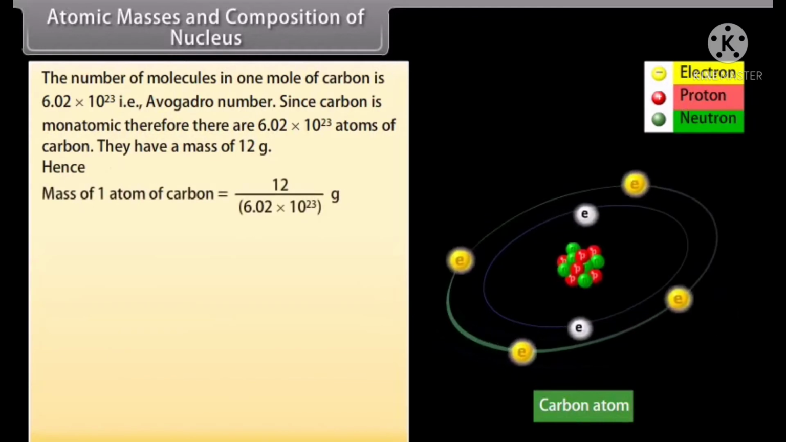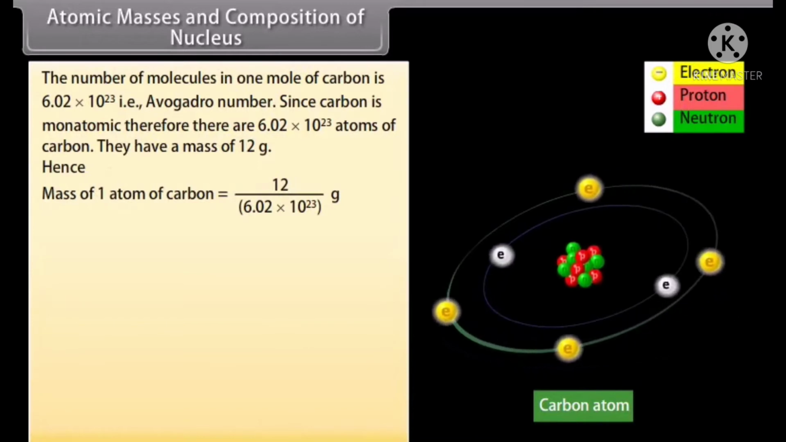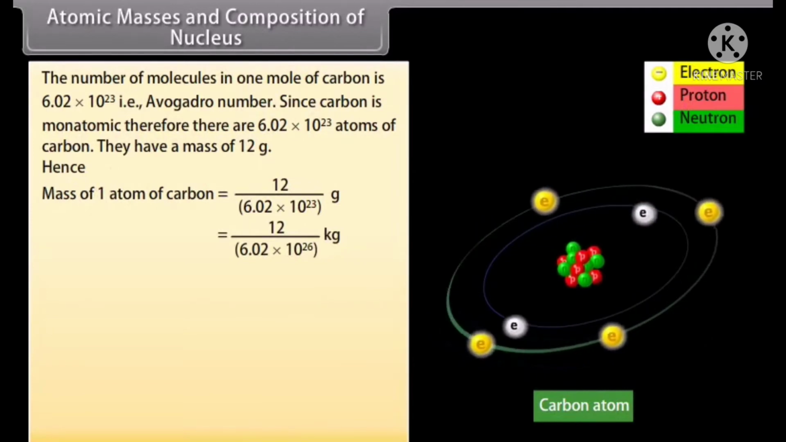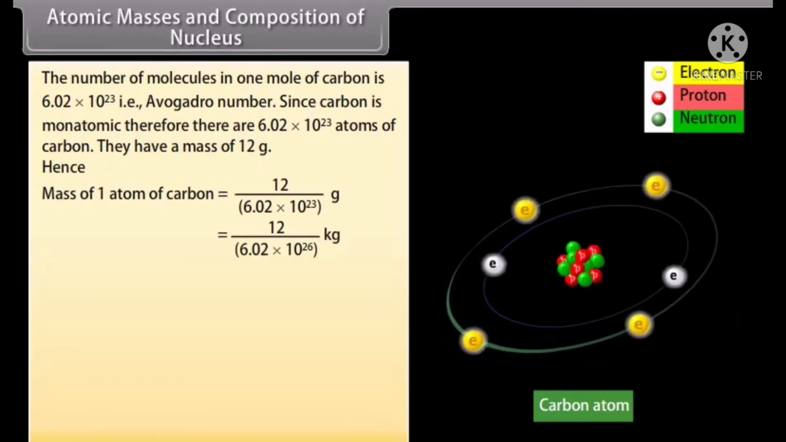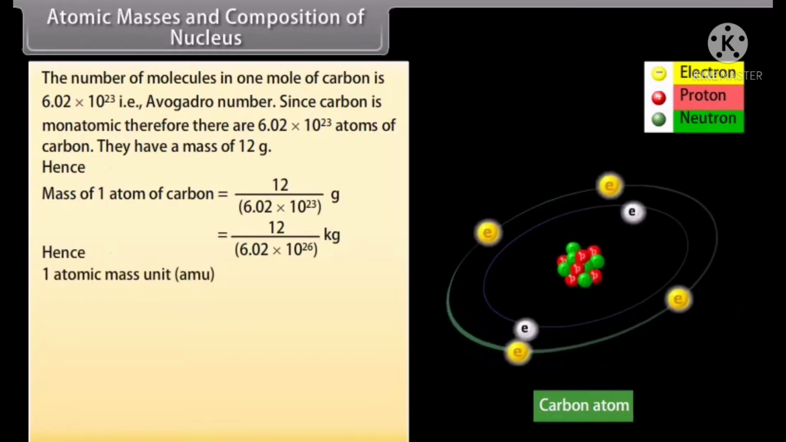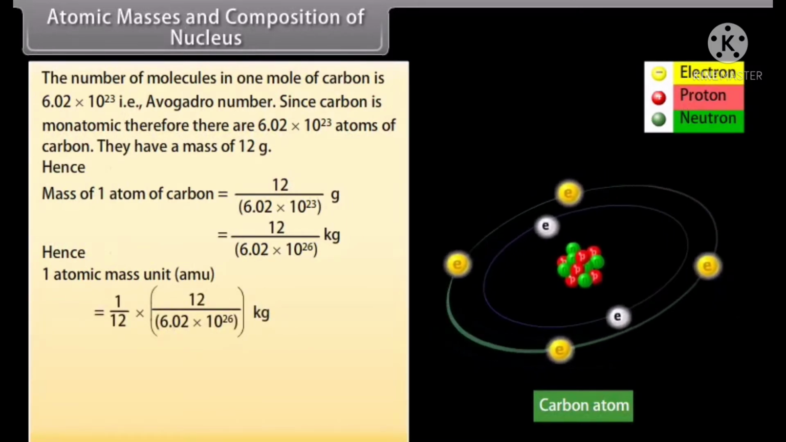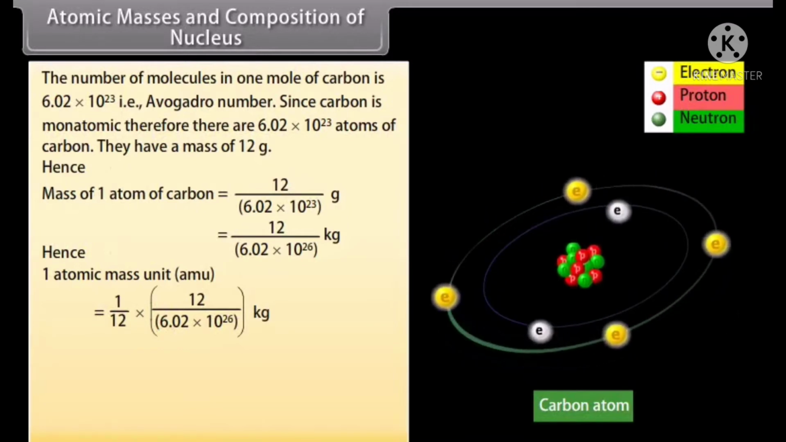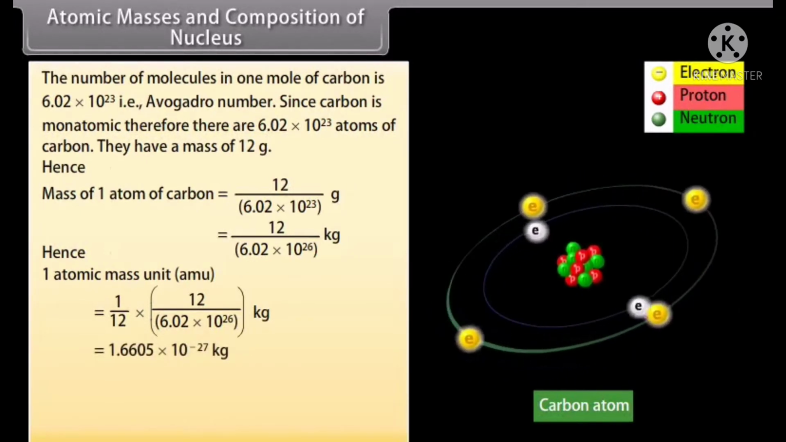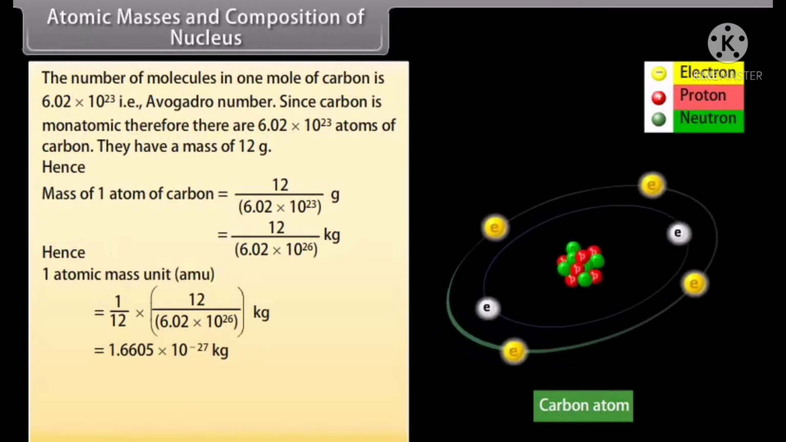Hence, mass of one atom of carbon is equal to 12 by 6.02 into 10 raised to the power of 23 gram, which is equal to 12 by 6.02 into 10 raised to the power of 26 kilogram. Hence, 1 atomic mass unit, AMU, is equal to 1 by 12 into 12 by 6.02 into 10 raised to the power of 26 kilogram, which is equal to 1.6605 into 10 raised to the power minus 27 kilogram.